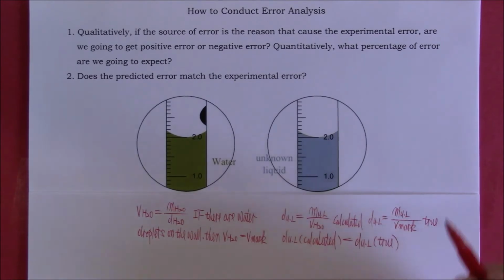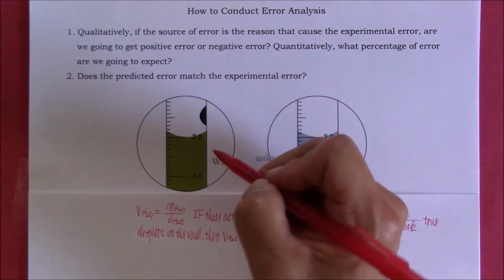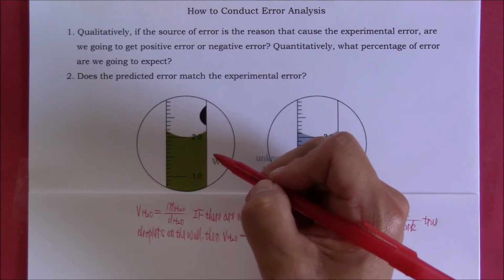From our analysis, the calculated density of the unknown liquid should be smaller than the true density of the unknown liquid. Then we compare with the observed experimental error. Say if this is the case. If we do see that the calculated density is smaller than the density of the unknown liquid from the literature, then the water droplets on the wall during the calibration of the graduated cylinder is the possible source of error.